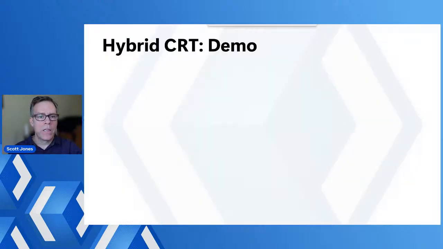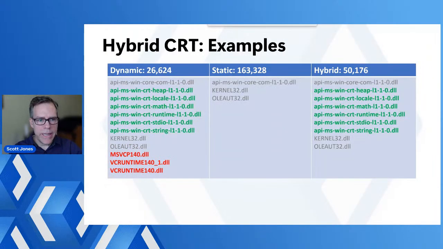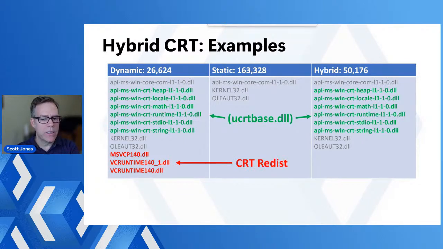Okay, let's flip back and present that in a little more digestible manner here. So on the left, we've got dynamic linkage at 26K, static in the middle at 163K, hybrid on the right, 50K. And the green API set forwarders are pointing to UCRT base, which is always on the system, down to Vista. And then we see the CRT Redist, which is what we're trying to eliminate.